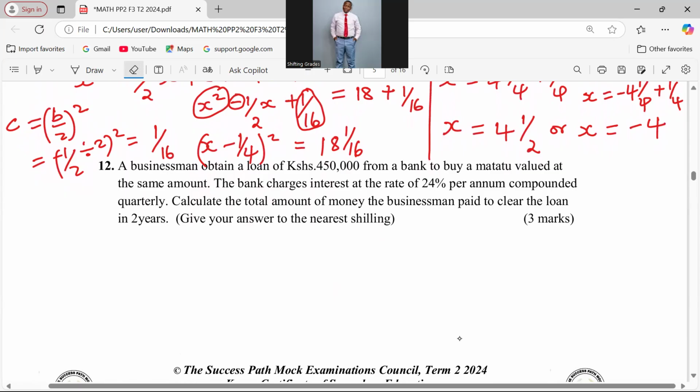Number 12. A businessman obtained a loan of 450,000 Kenya shillings from a bank to buy a matatu valued at the same amount. The bank charges interest at the rate of 24% per annum, compounded quarterly. Calculate the total amount of money the businessman paid to clear the loan in 2 years. Give your answer to the nearest Kenya shilling.